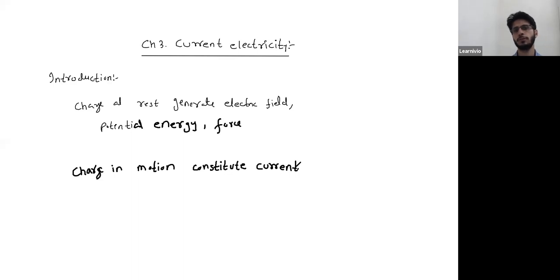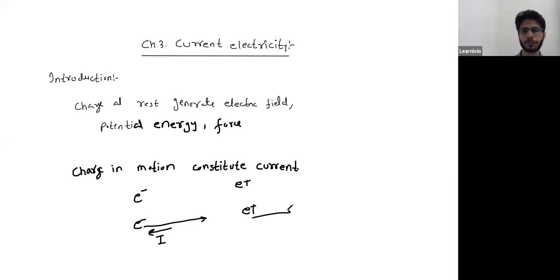So current is simply the flow of charge. The charge in motion constitutes current. If you have an electron at rest, there is no current. But if this electron starts moving, then you would say there is a current flowing in the opposite direction. If you have a proton at rest, no current. If this proton starts moving, then in the direction of motion of proton, you have current. So current is just the motion of charge.